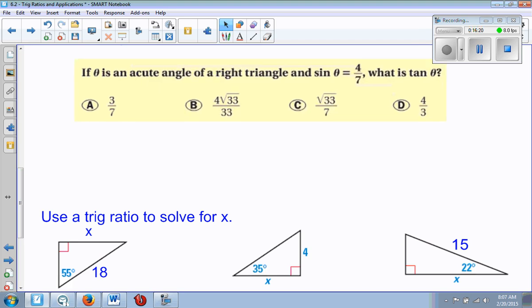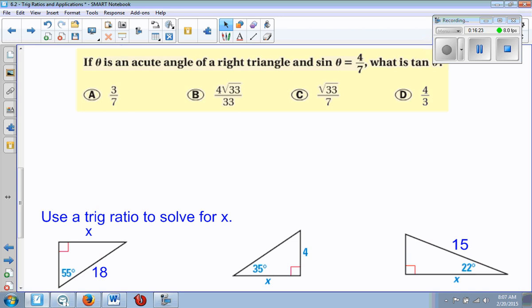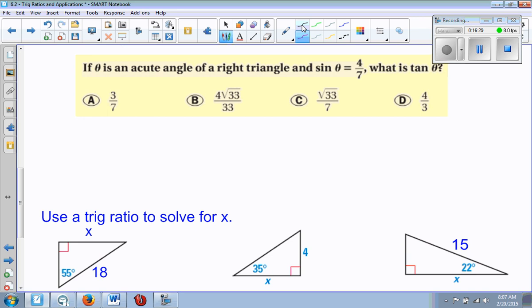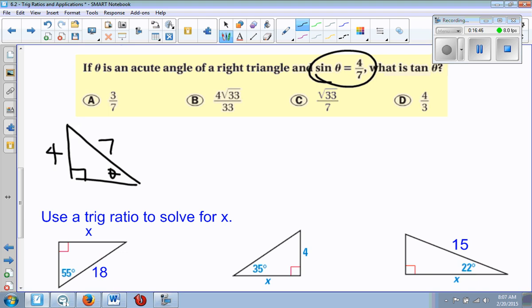So this one says an acute angle of a right triangle, and sine of theta is 4 over 7. What's tan of theta? Well, if you'll notice, the thing that's missing here is a picture. So what I'm going to do first is draw a picture. It says it's a right triangle, and it says one of the angles is theta. So there's my picture. Notice it says that the sine ratio is 4 over 7. Well, in my picture, the 4 and 7 have to represent the opposite side and the hypotenuse because that's what sine represents. This problem is asking me for tangent. Now, if I want tangent, tangent is always opposite over adjacent. So if I want opposite and adjacent, I have to find this missing side down here.